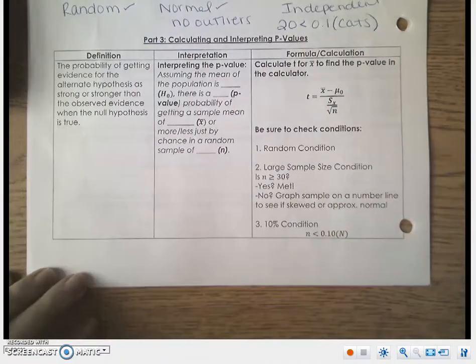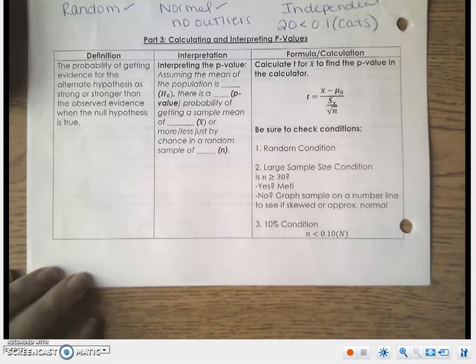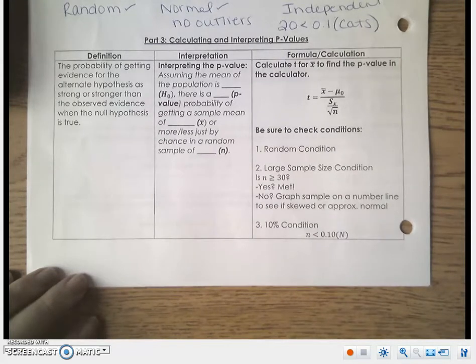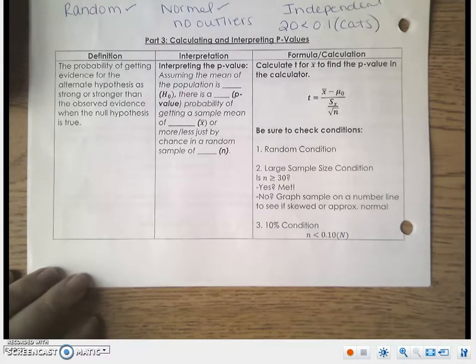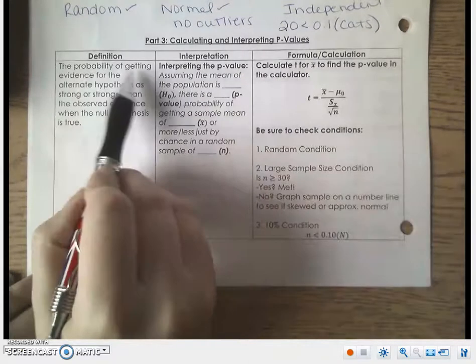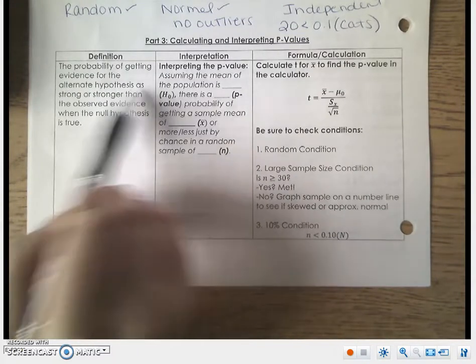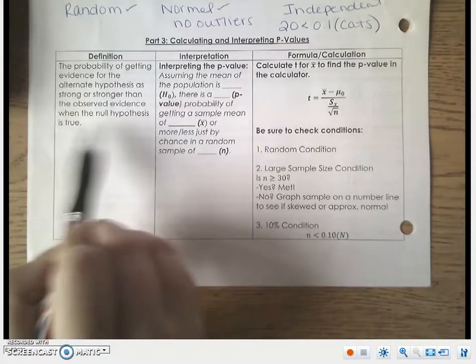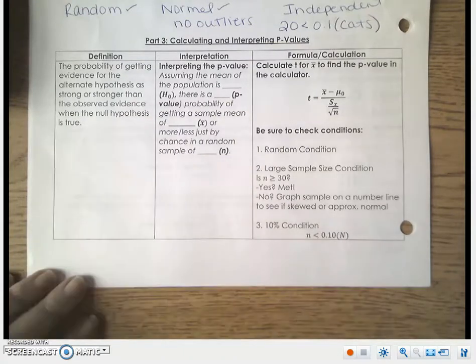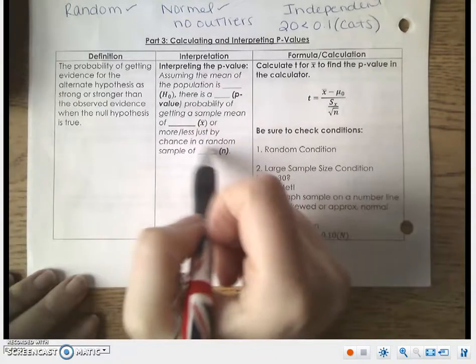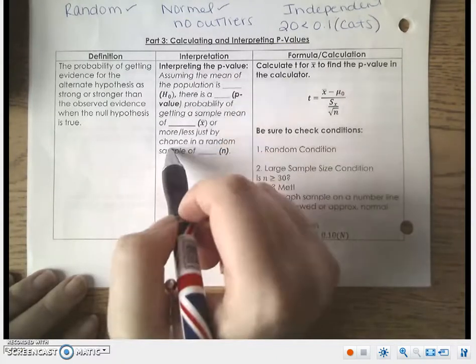All right, so here is our main focus for today, which is calculating and interpreting p-values. We talked about p-values in Unit 6, and we had a little trouble understanding what a p-value represented. Remember that a p-value is the probability of getting evidence for the alternate hypothesis as strong or stronger than the observed evidence when the null hypothesis is true. So we're saying, if the null hypothesis is true, what is the probability of getting our obtained sample? The interpretation is here. You just fill in those blanks.